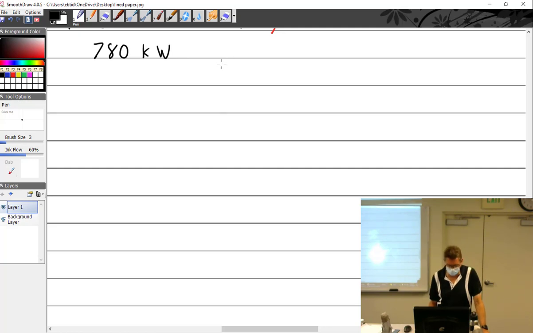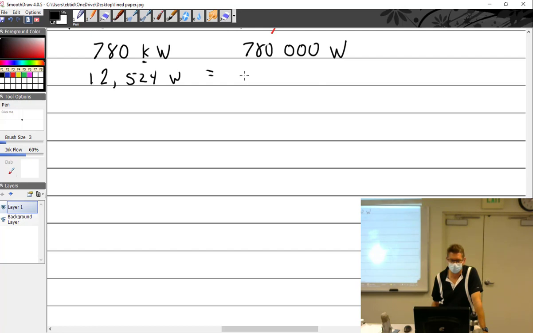So 780 kilowatts. How many watts is that? 0.78 watts? 780,000 watts. Okay, k is 10 to the positive 3, so it's 780,000 watts. All right. 12,524 watts. How many is that in kilowatts? 12.524 kilowatts. Very good.